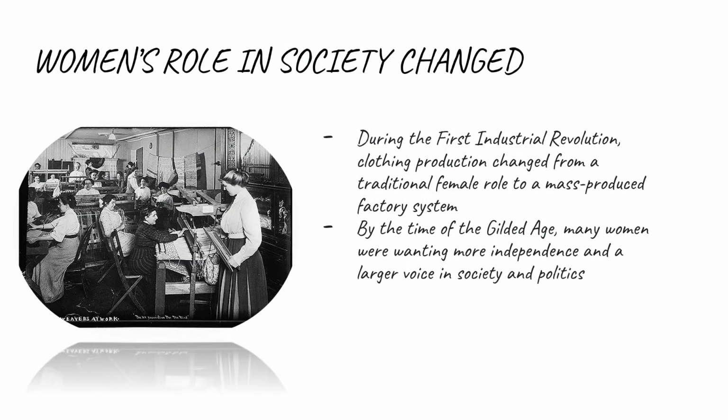What about women's role in society? Well, during the first Industrial Revolution, the textile industry benefited from the numerous inventions created during the time, and clothing production changed from a traditional female role to a mass-produced factory system. But when the Gilded Age rolled around, many people were wanting more independence, and since part of that included the right to vote, many of these women became vigilant feminists eager to secure more freedom in their lives, including the right of suffrage.